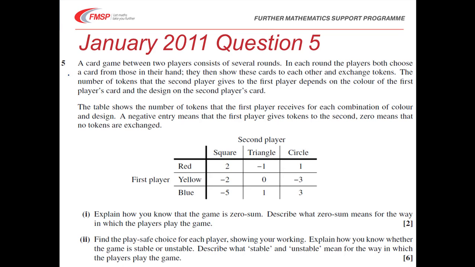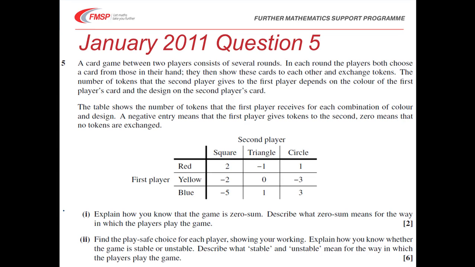We've got a card game between two players consisting of several rounds. In each round the players choose a card from those in their hand. They then show these cards to the other and exchange tokens. The number of tokens that the second player gives to the first player depends on the colour of the first player's card and the design on the second player's card. The table shows this information. A negative entry means the first player gives tokens to the second. 0 means that no tokens are exchanged.